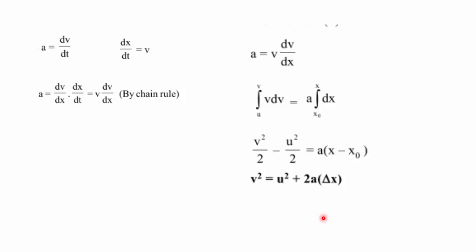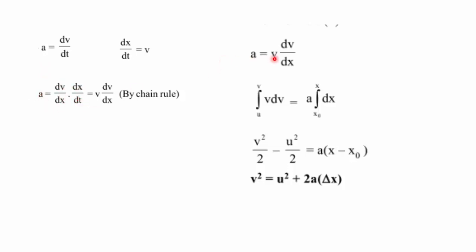Like this, I have the third equation, which is v square is equal to u square plus 2a del x. Del x means the displacement, or you can say s. How do I do it? I can write in this way. I define the acceleration as dv by dx into dx by dt.